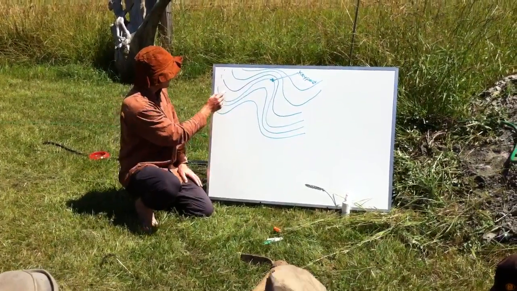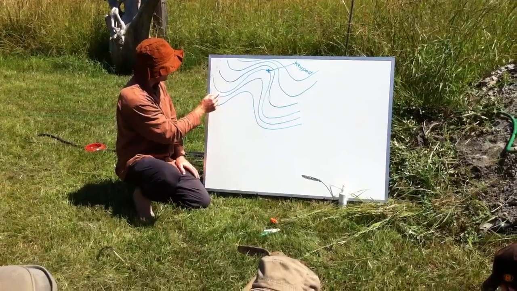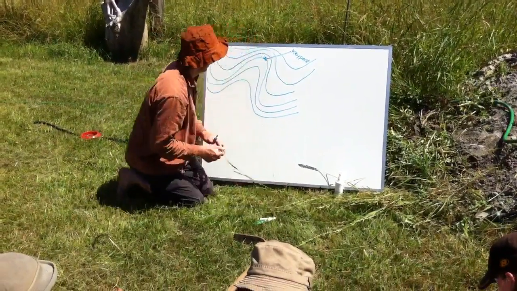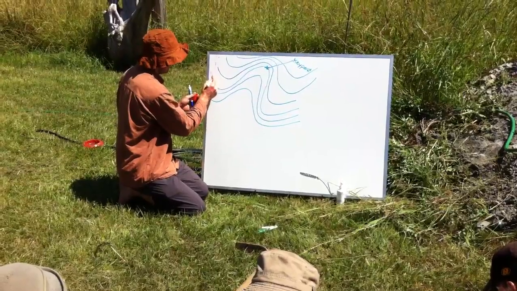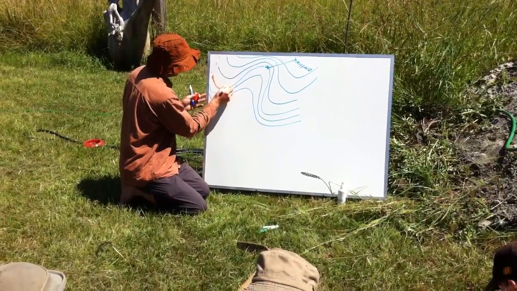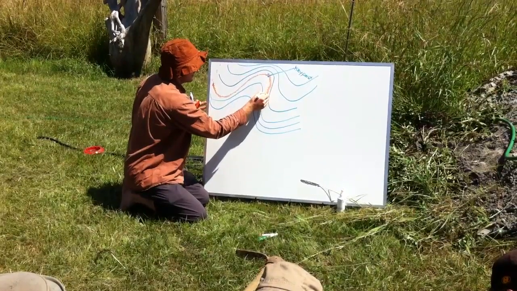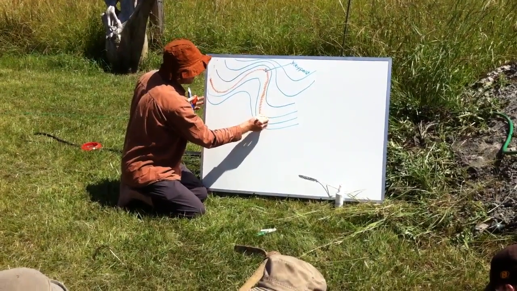So there's actually a key point out here as well. It's right there. That's the ridge key point. And this line that we're going to do in orange now, that is the key line.